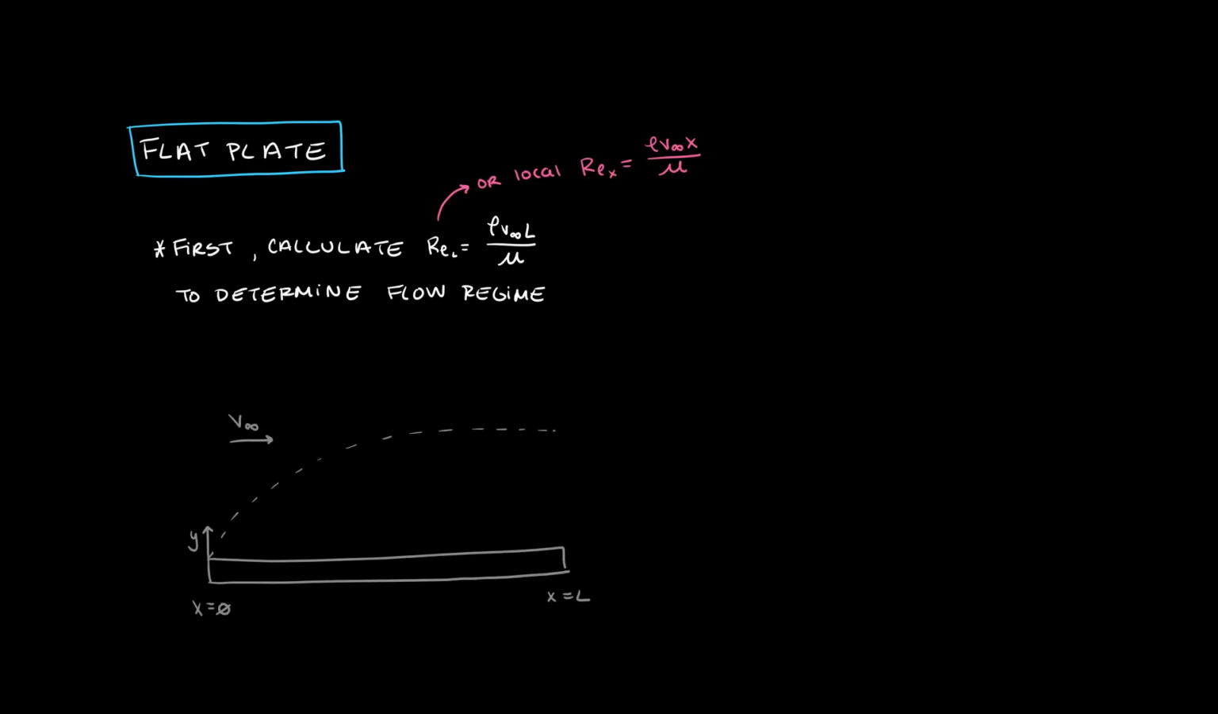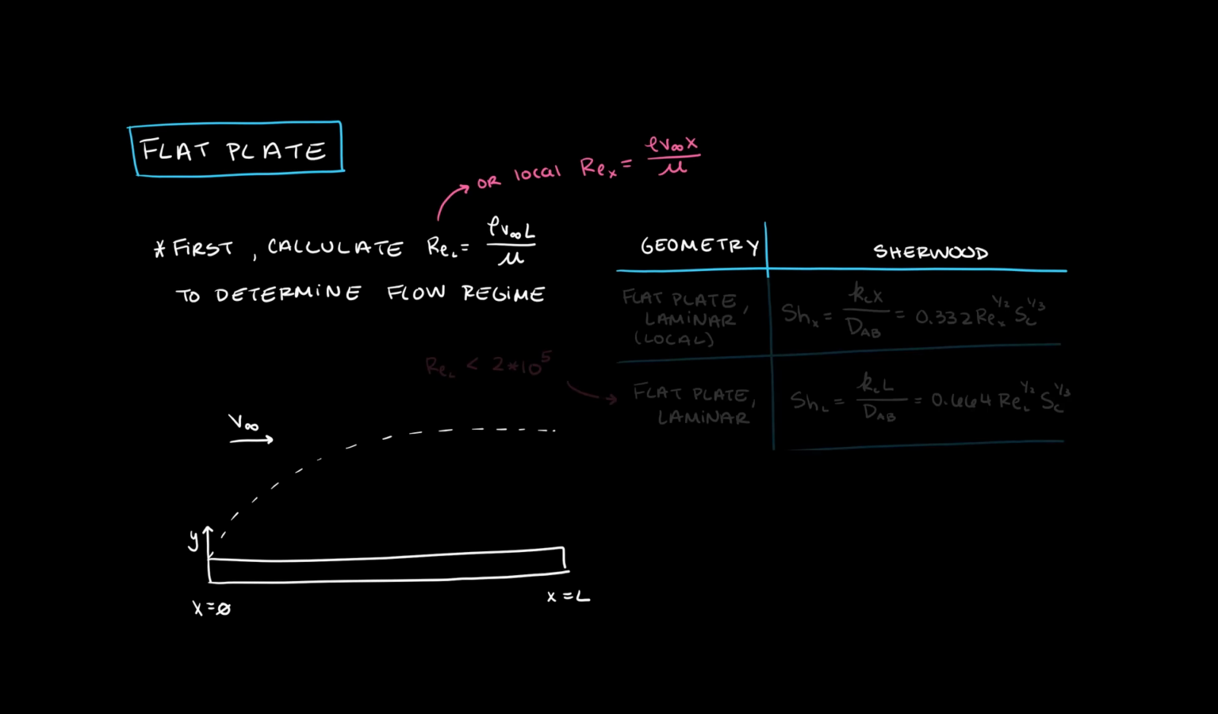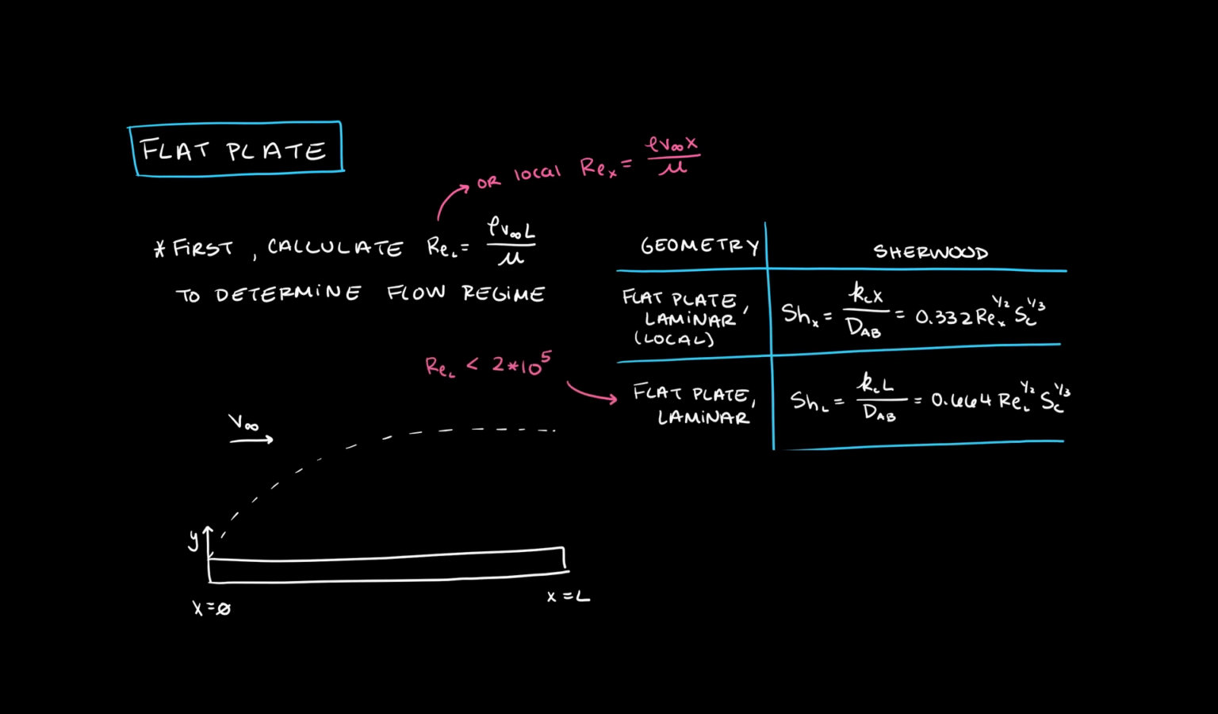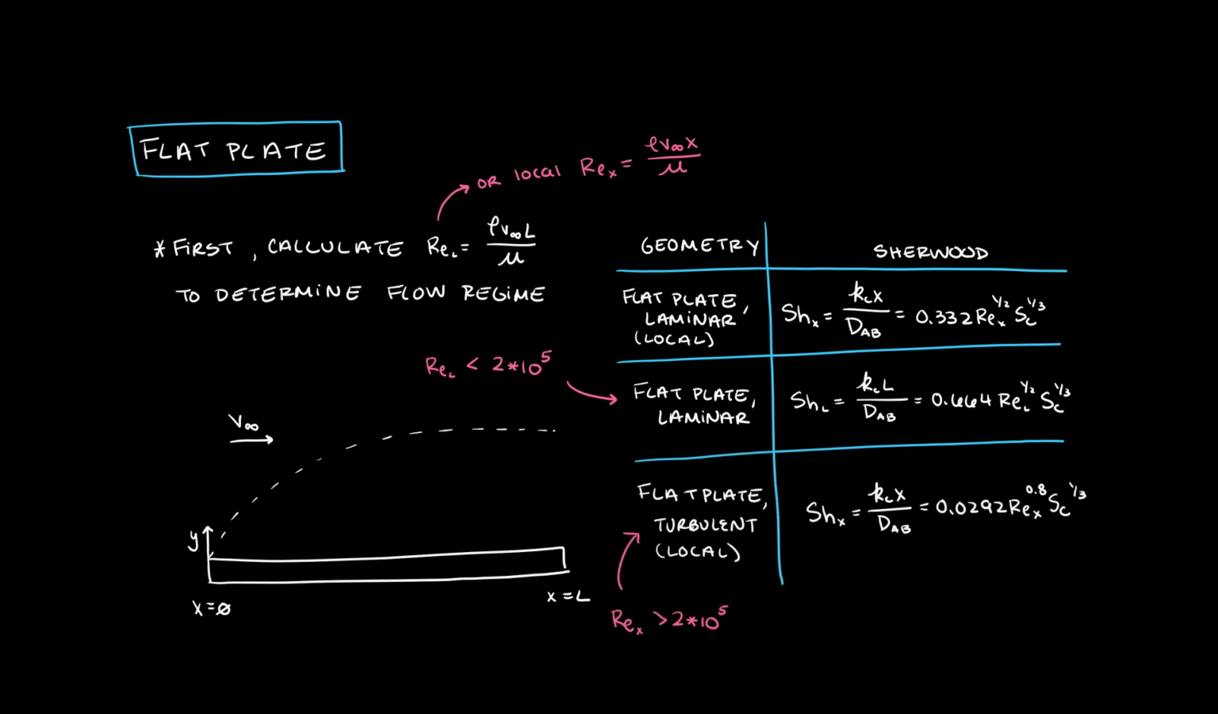If you have a flat plate, you must first calculate the Reynolds number to determine the flow regime. If the Reynolds number is less than 2 times 10 to the 5th power, you have laminar flow, and you would use the top formulas. If the Reynolds number is higher than 2 times 10 to the 5th power, you have turbulent flow, and you would use the bottom formula.